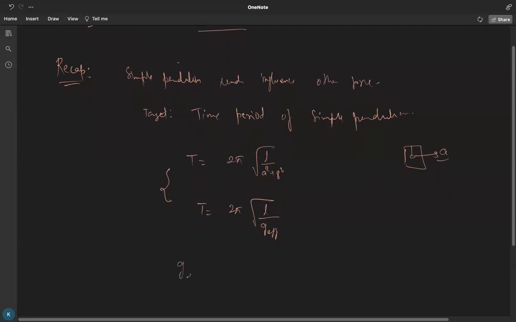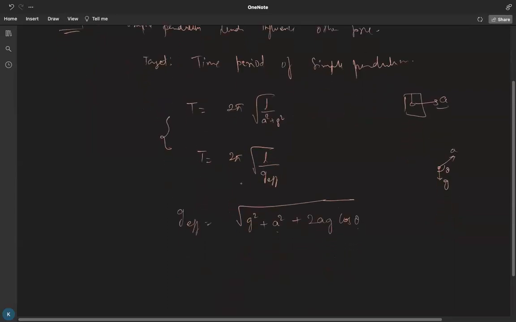We also derived the formula of G effective, which is equal to root under G square plus A square plus 2AG cos theta, where A is the acceleration due to the other forces, and theta is the angle between G and A, that is, the acceleration due to gravity. Once we calculate G effective, we can easily find the time period with the formula 2π root under L by G.